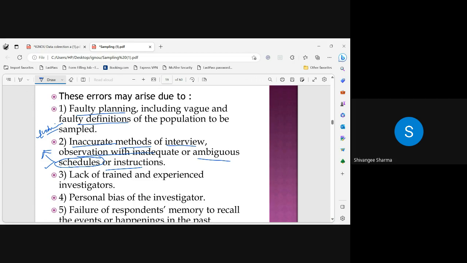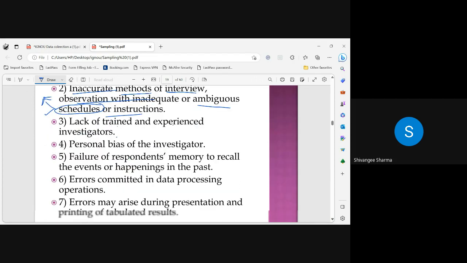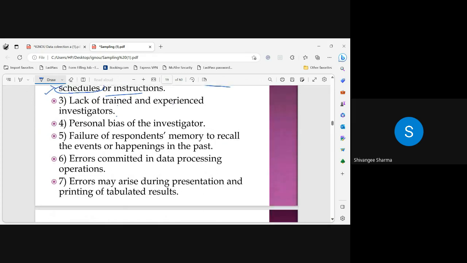Next is lack of trained and experienced investigators. If the researchers or the investigators are not trained and experienced to collect data and analyze data, then non-sampling error will be there in your final results. Next is personal bias of the investigator. Can anyone tell me what is personal bias? Do you know biases or personal bias?